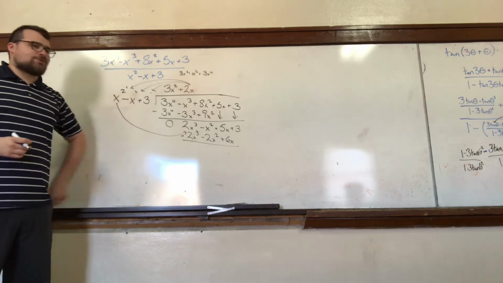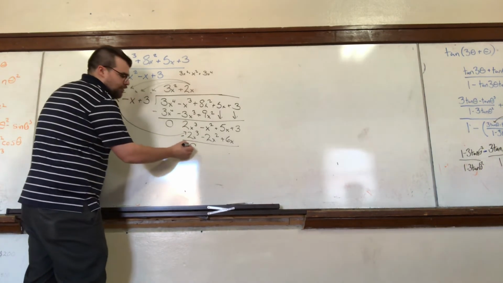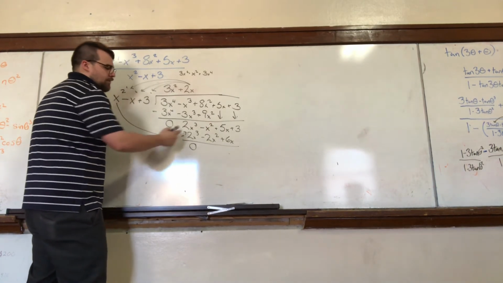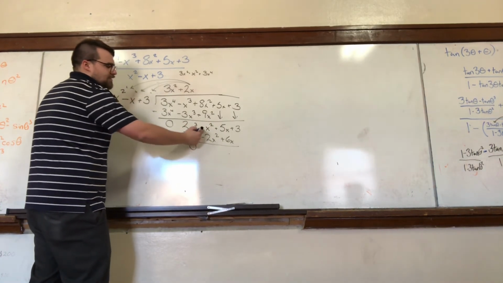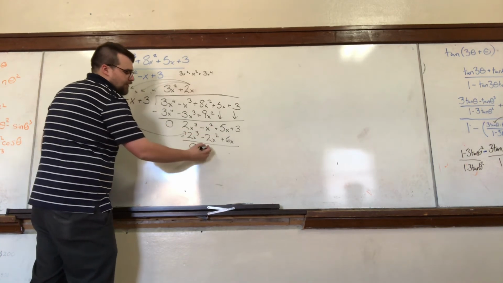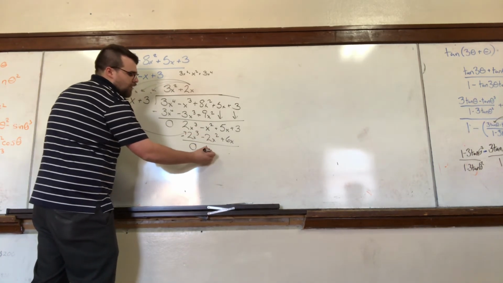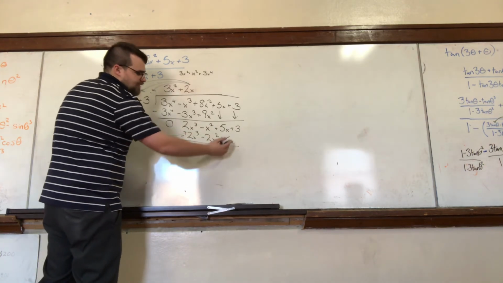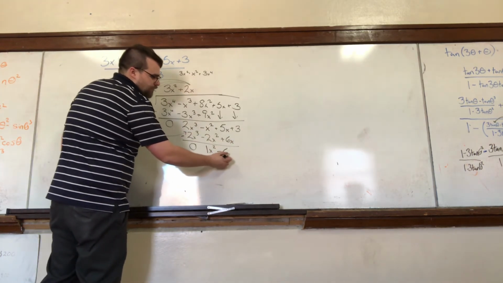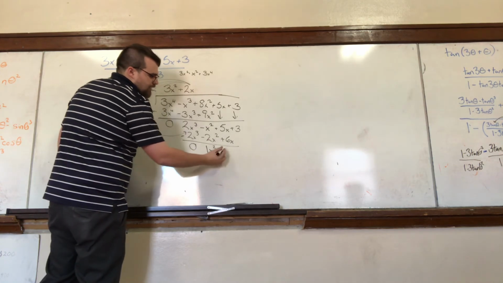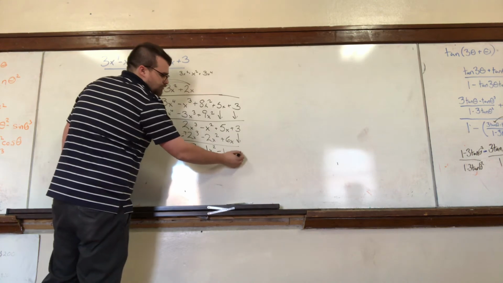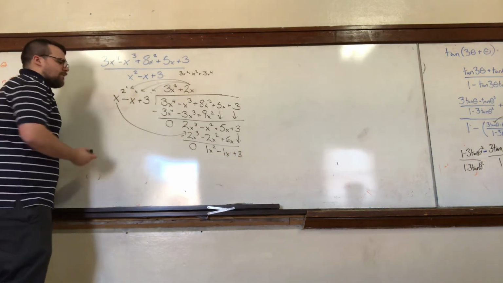2x cubed minus 2x cubed gets us 0. Negative x squared minus 2x squared. So remember, these negatives are going to counteract. It's negative x squared plus 2x squared, which is going to be a positive 1x squared. These will subtract. 5 minus 6 will become negative, not 6, but just negative 1x. And then 3 will drop down as per usual. We're in our final step.